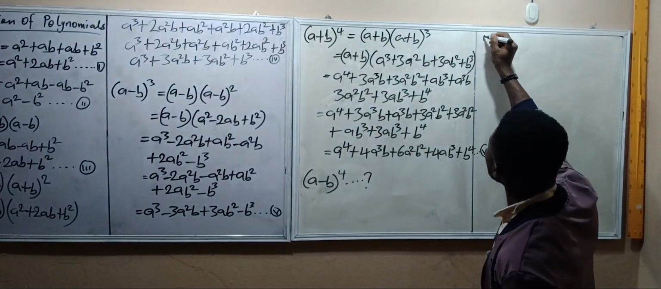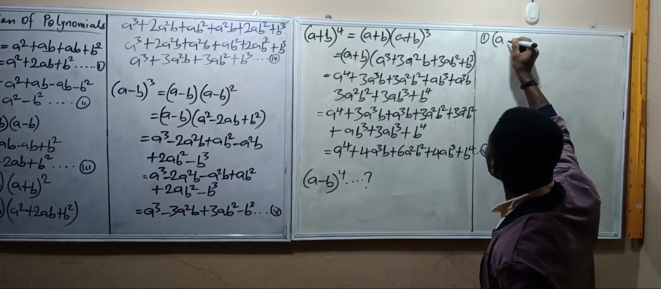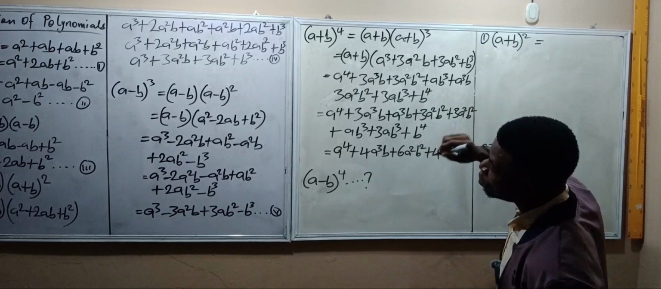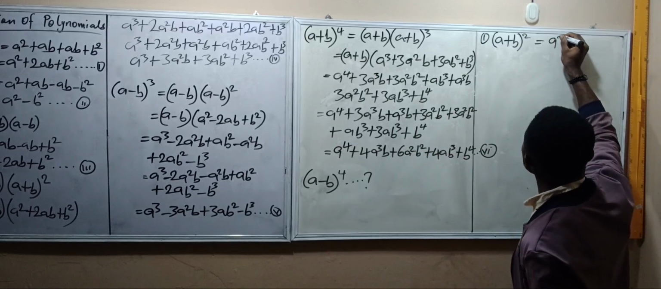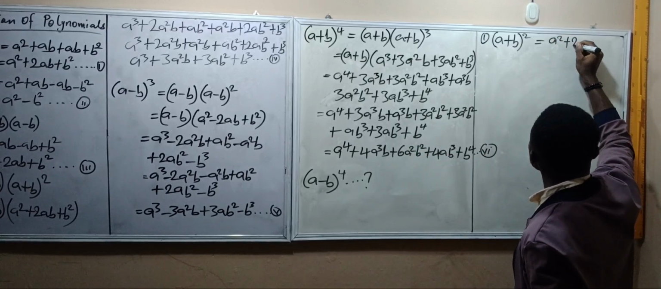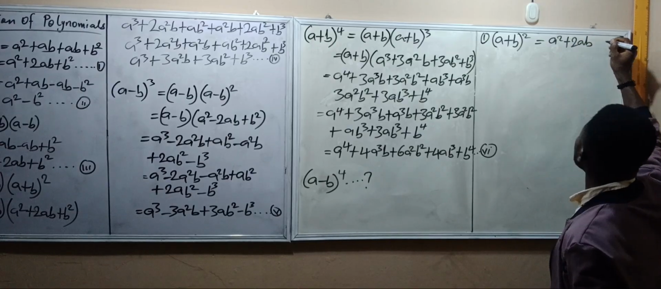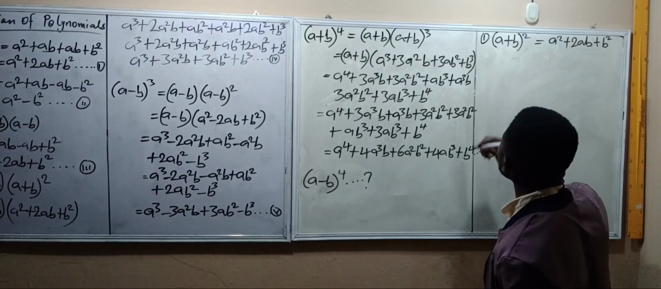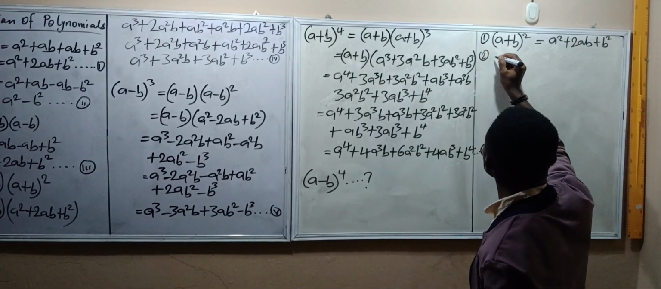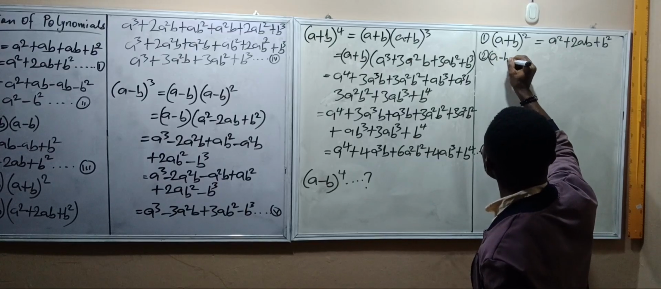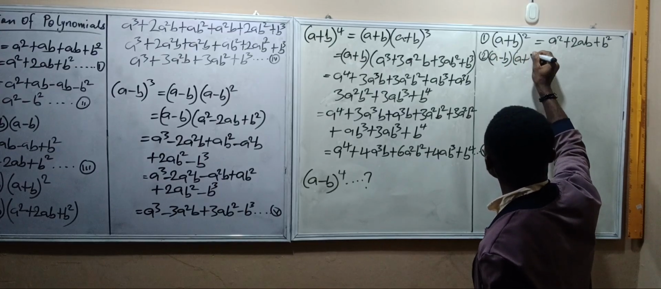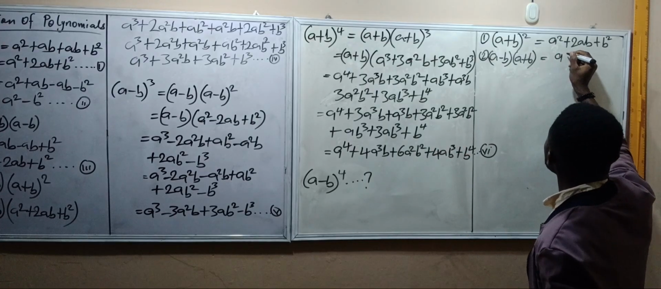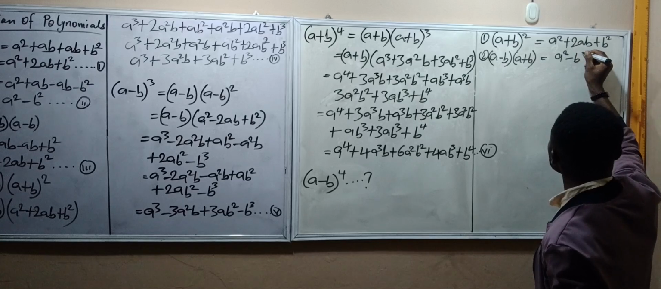First, number one: A plus B squared is equal to A squared plus 2AB plus B squared. Now, number two: A minus B into A plus B will give us A squared minus B squared.